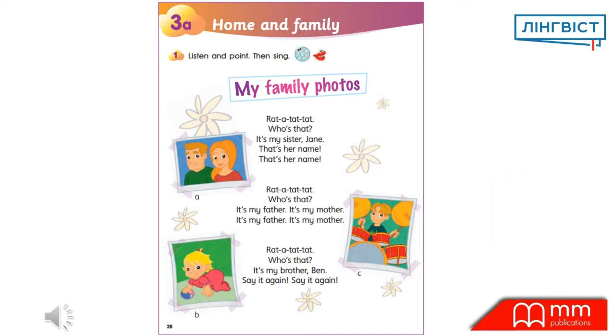1. Listen and point. Then sing. My family photos. Rat-a-tat-tat, who's that? It's my sister Jane. That's her name. Rat-a-tat-tat, who's that? It's my father, it's my mother, it's my father, it's my mother. Rat-a-tat-tat, who's that? It's my brother Ben. Say it again, say it again.